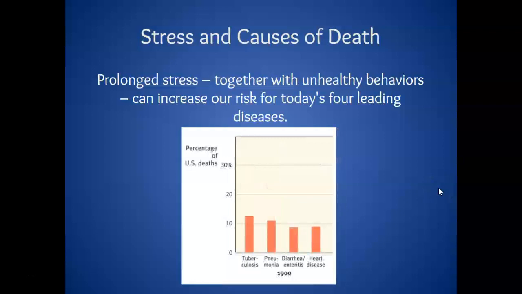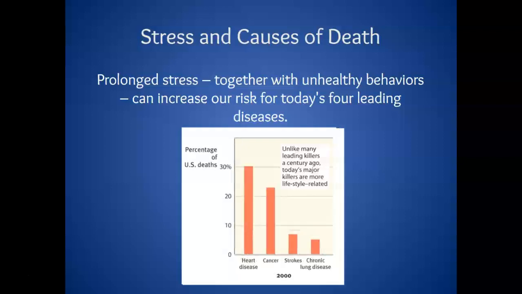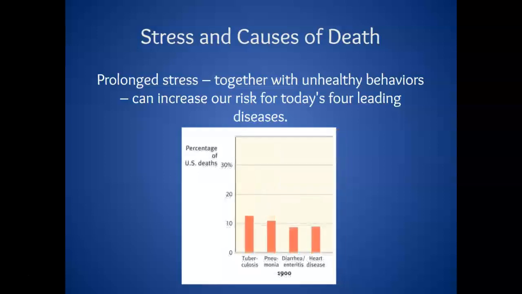Interestingly, this is the leading cause of death in 1900: tuberculosis, pneumonia, diarrhea, and equal with diarrhea was heart disease. But you'll see the percentages were much lower compared to 2000. Heart disease was at 30%. So this is how our culture has changed over the years. It's interesting to me that technology is supposed to make our life easier, but I think what we've done to ourselves is we've actually put more expectations upon ourselves, causing our stress levels to increase over time.